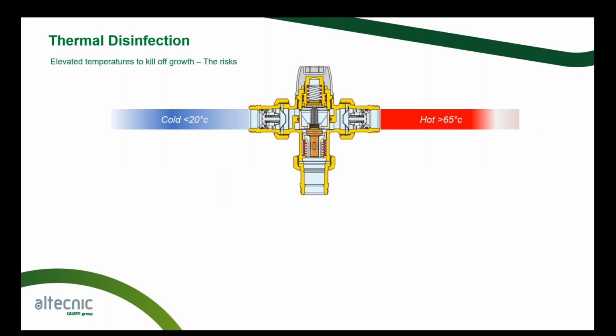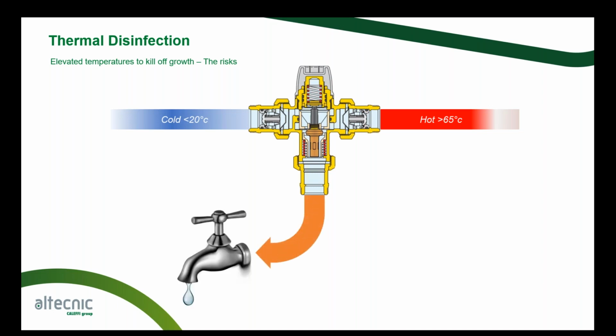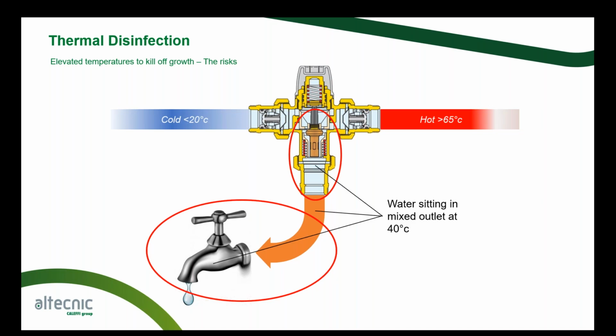So again, elevated temperatures. This is a standard mixing valve now. So cold 20 degrees, hot at 65 degrees. We've then got an outlet to the tap of 40 degrees. What we get here is the mixed outlet going through to the tap, and we've now got 40 degrees water which is sitting in the bottom part of the mixing valve, in the pipe work, and also in the faucet of the tap when it's closed off.